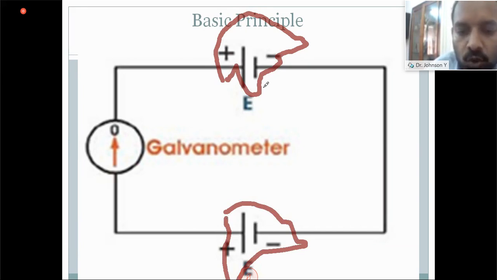If these two are equal, as seen in this figure where both voltage sources are equal, then the current flow through the galvanometer becomes 0, or the galvanometer comes to a standstill. There is no deflection, there is no current flow. That means this is the balance condition. And at that balance condition, we can say that the unknown voltage is equal to the known voltage. That is the method. Clear?